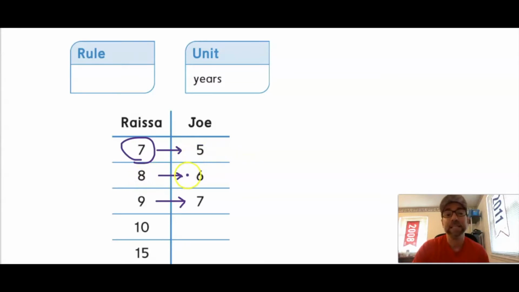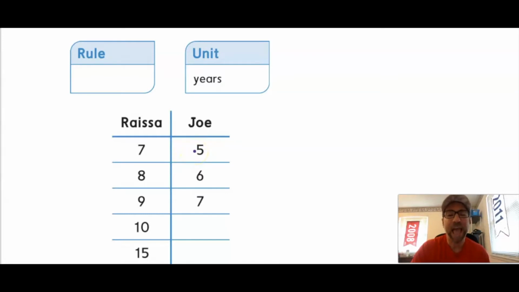8 for Raisa, 6 for Joe. 9 for Raisa, 7 for Joe. 10 for Raisa, this number's going to be less than 10. Now we need to come up with a rule, and a rule works for every problem. 7 blank will equal 5.